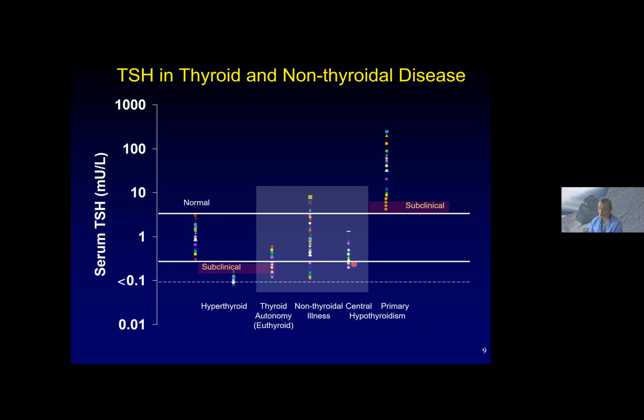So as a result of this, when you see somebody with a central problem, either pituitary tumor, brain tumor, brain radiation, or brain surgery, it is important to not overinterpret TSH and to get simultaneously a free T4.